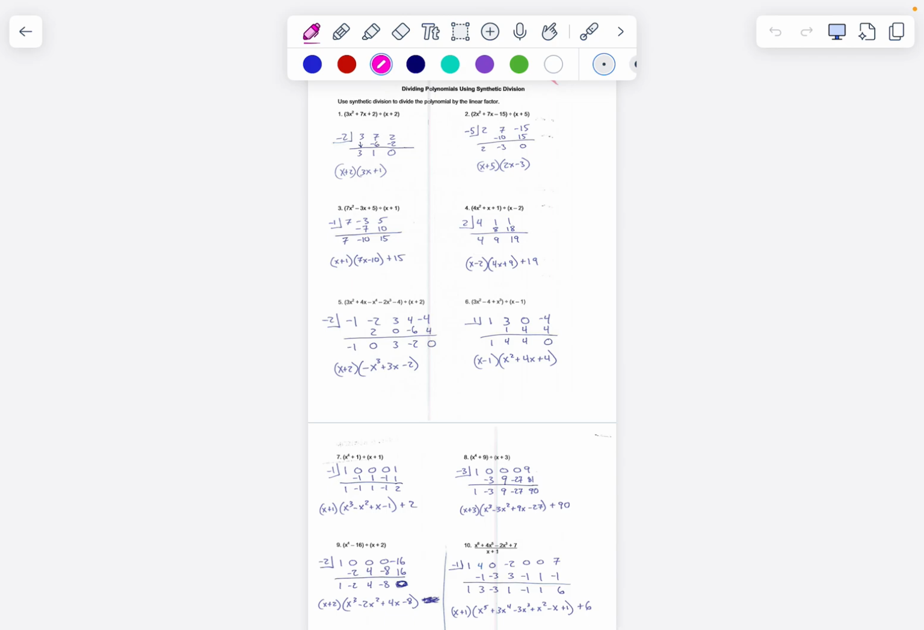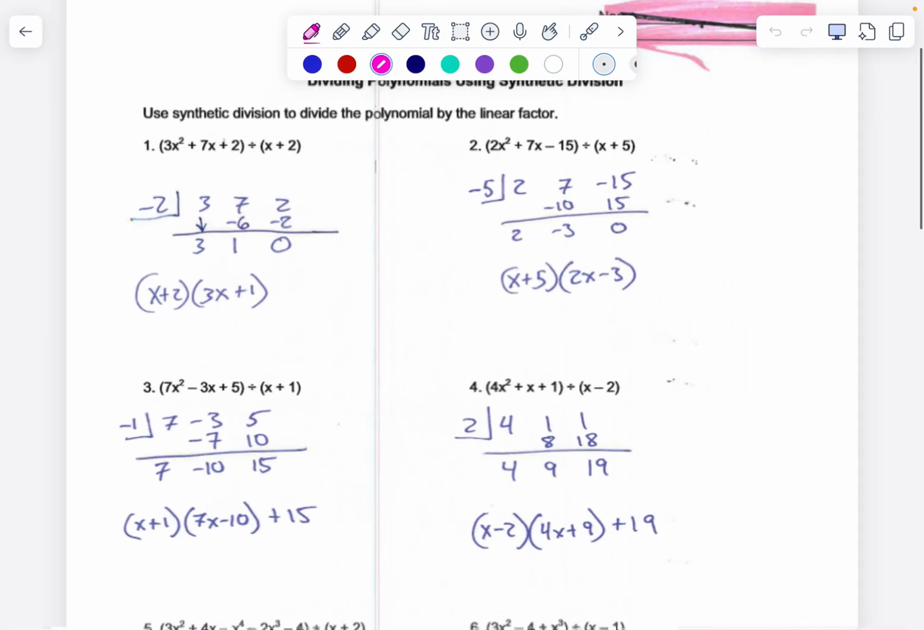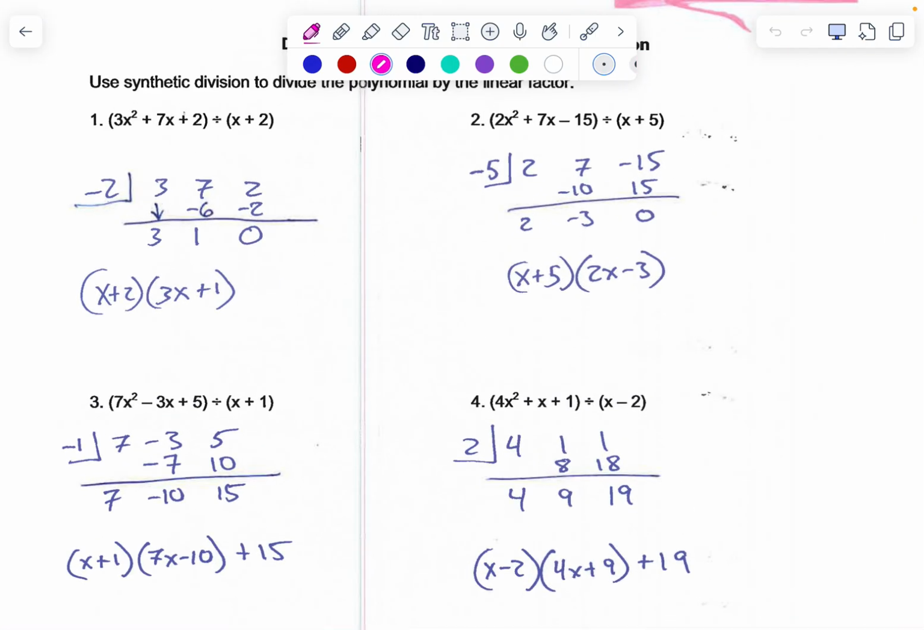Maybe go circle the problem number for the ones that the divisor was a factor. Did you not do it? You did it. Go circle the ones that it was a factor. Okay, that shouldn't have taken very long.